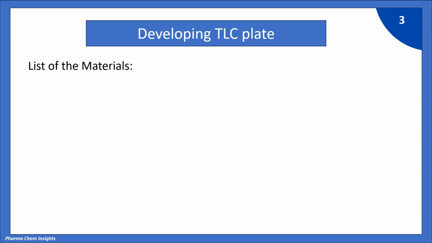Following is the list of the materials required to develop a TLC plate. First is TLC plate. You can see the image on right hand side. It is a thin layer about 0.2 mm thick of adsorbent such as silica gel or alumina spread over a glass plate that acts as the stationary phase. The plate is called the TLC plate or chrome plate.